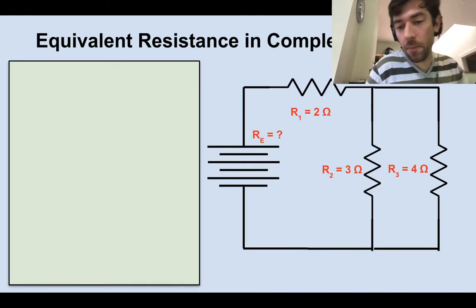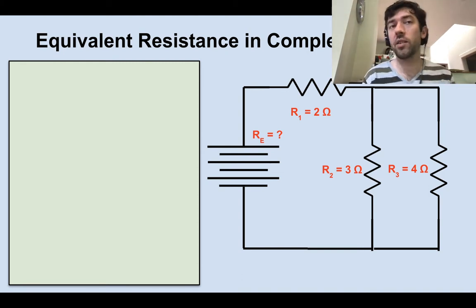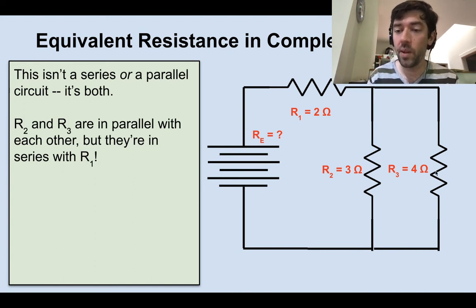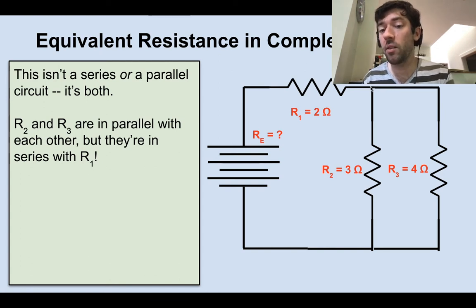One more example. So this is a complex circuit. And what I mean by that is it's neither series nor parallel. It's kind of both and neither at the same time. So you'll notice that these two resistors, R2 and R3, are in parallel with each other, but they are in series with R1 because every single electron that comes out of the battery must go through R1. So that's a series resistor. But then over here, it splits into two paths, and the electrons can go either to the right or down. And so it becomes a parallel circuit there.